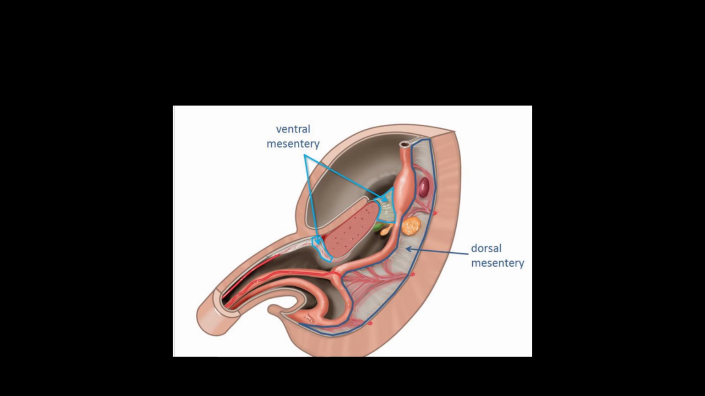You will see that the vessels supplying the gut tube from the foregut, midgut to the hindgut enter from behind, from the aortic axis, pass through the mesentery, to supply the various parts of the gut. So, on top we see the celiac artery supplying the foregut. In the middle, we see the midgut, which is getting supplied by the superior mesenteric artery, and the hindgut, which is being supplied by the inferior mesenteric artery.